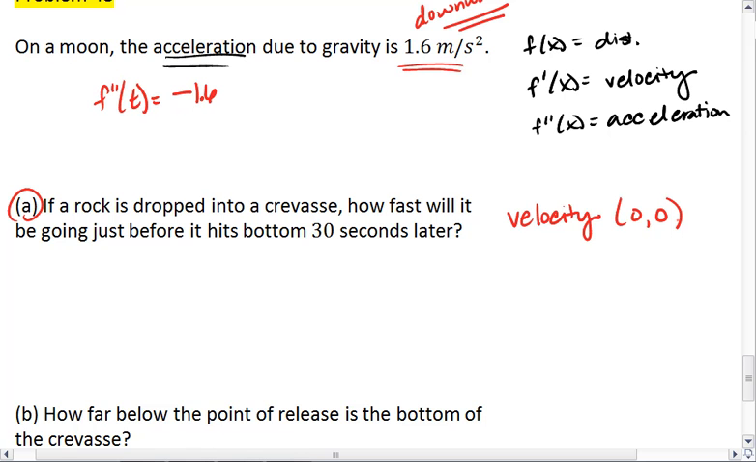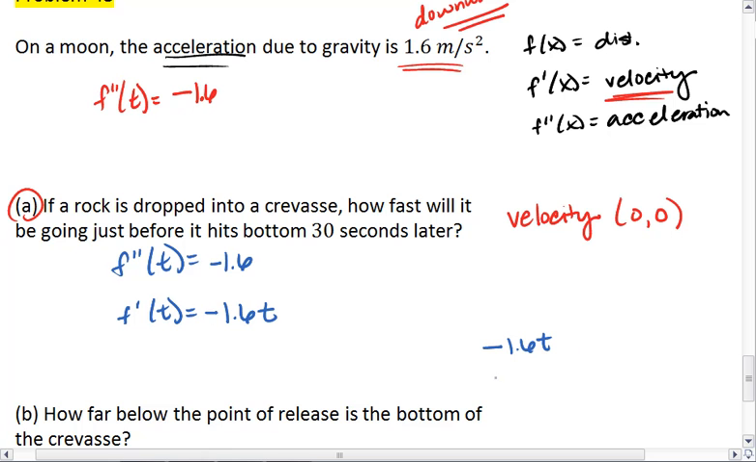To figure this out, we need the velocity function. We're given f double prime. We want f prime. To do that, we take this antiderivative. If you're given a constant, then you just stick a variable next to it, because we know that the derivative of negative 1.6t would just be negative 1.6. So that checks out. Now don't forget to add your plus c.